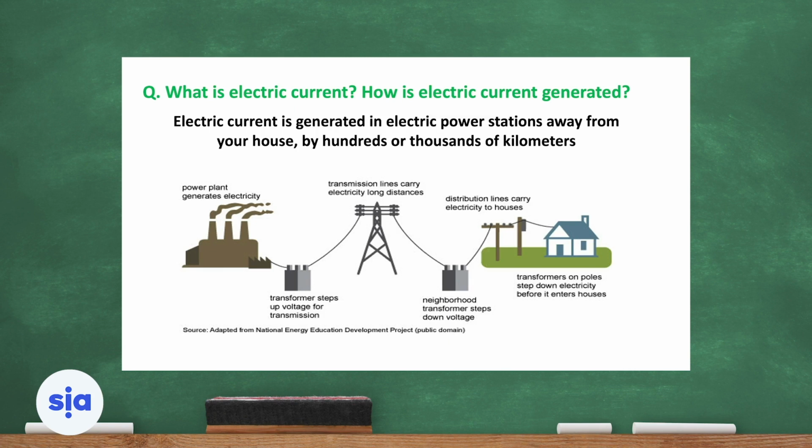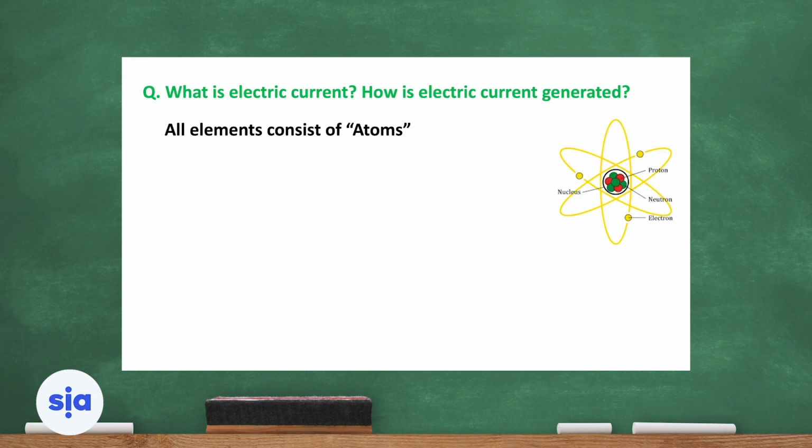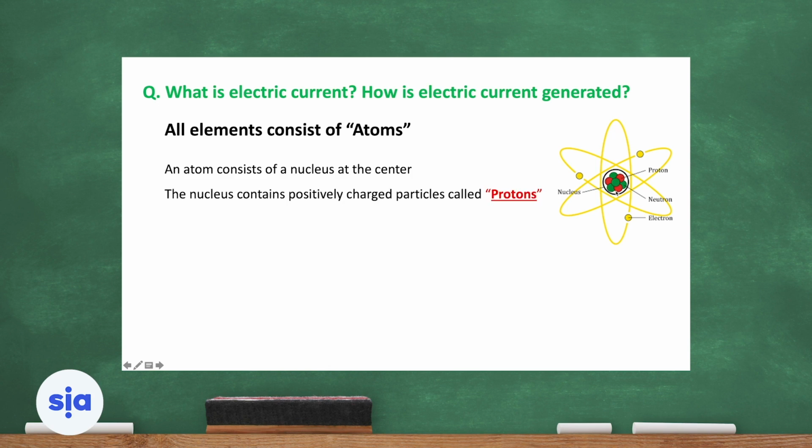Electric current is generated from electric power stations. They are very far from your house, by hundreds or thousands of kilometers. Let's recall together. All elements consist of atoms. An atom consists of a nucleus at the center. The nucleus contains positively charged particles called protons. If you can see, the protons are in red at the center of the nucleus. And neutral particles. These particles are called neutrons.